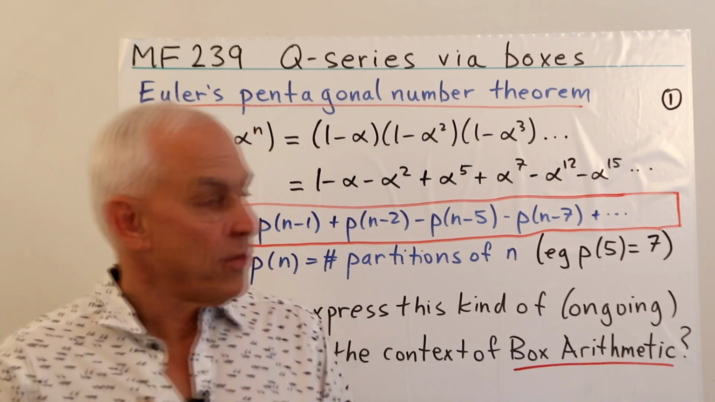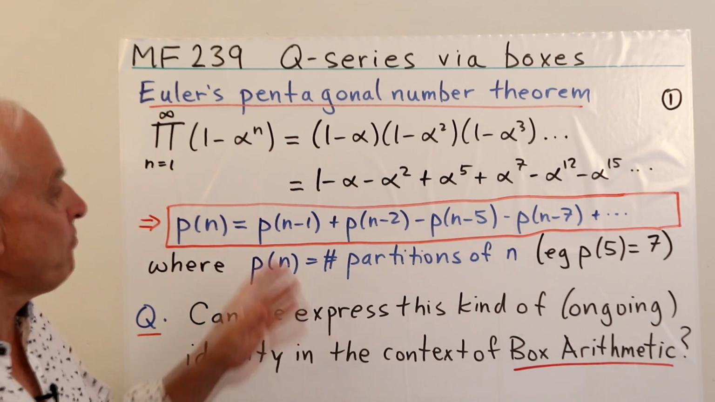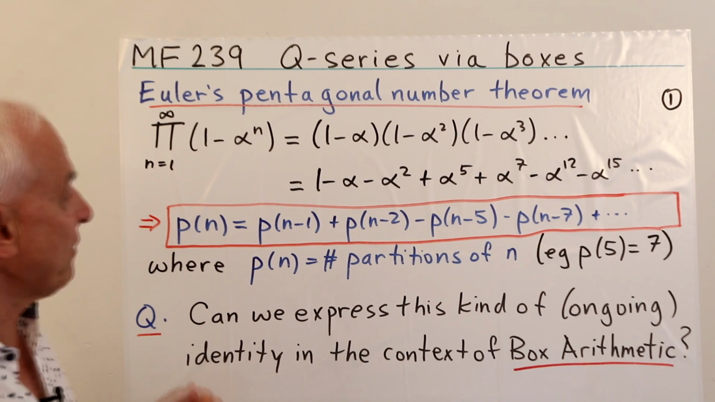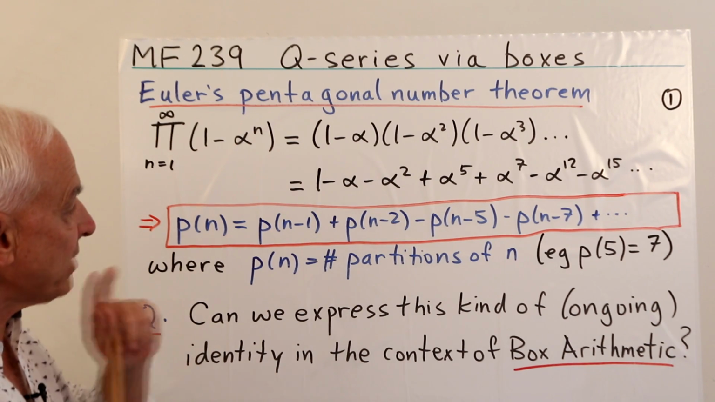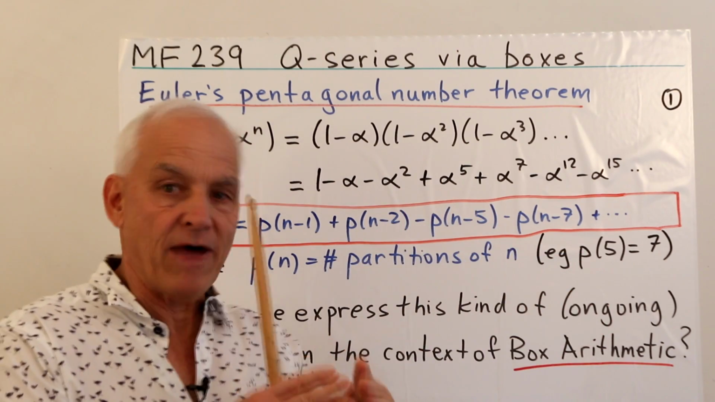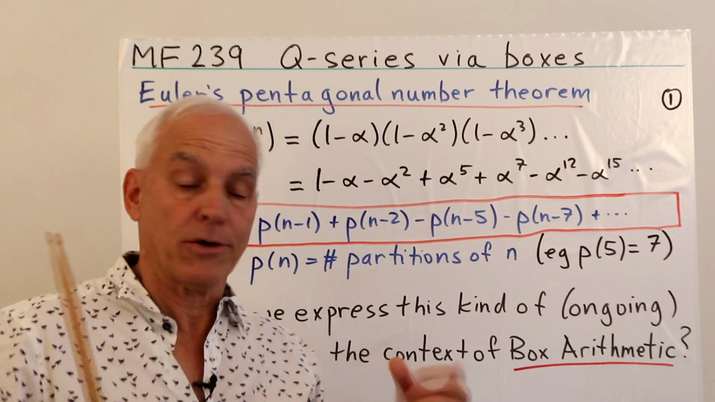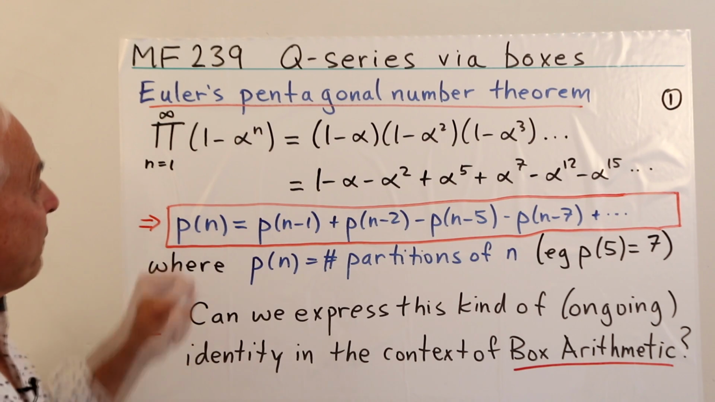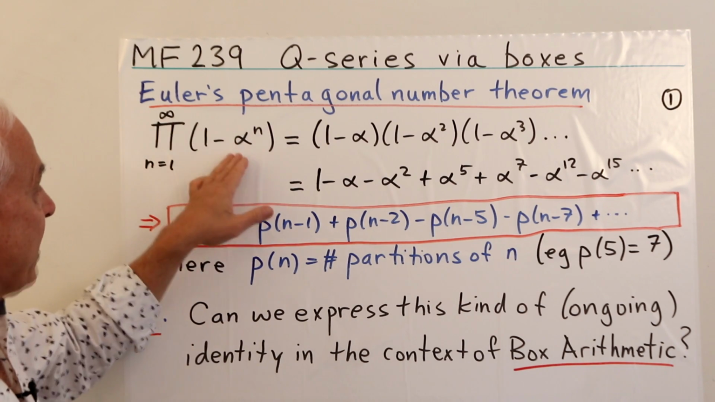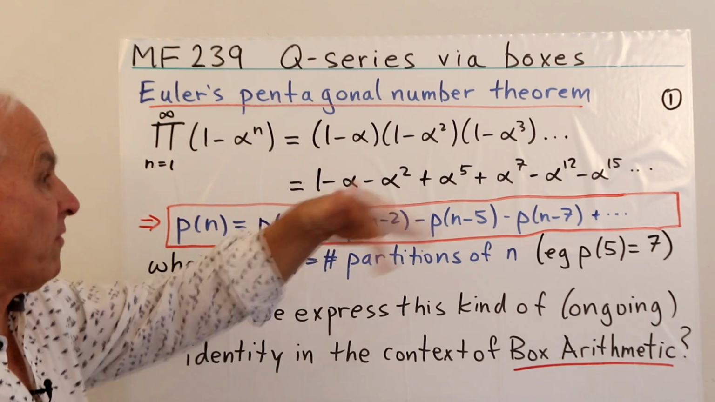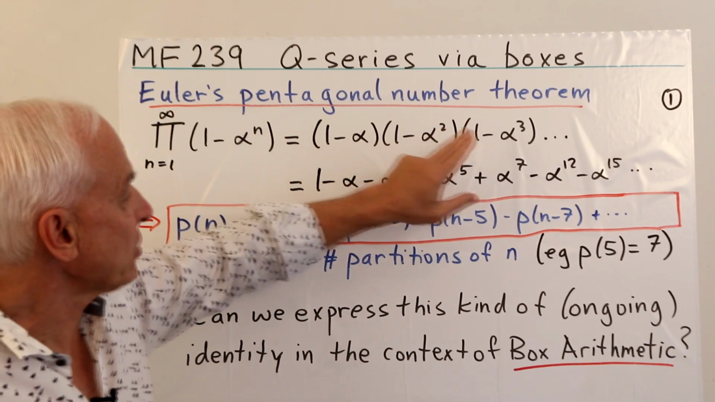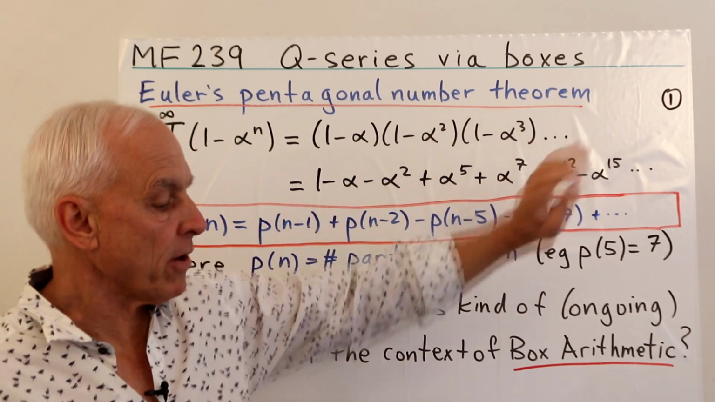So the story of Q-series perhaps starts with Euler's Pentagonal number theorem, which is a formula for obtaining a certain sequence of numbers called pentagonal numbers, which are sort of five-fold analogs of triangular numbers. And the formula is given by this infinite product, 1 minus alpha to the n, going from 1 to infinity. 1 minus alpha times 1 minus alpha squared times 1 minus alpha cubed, etc.